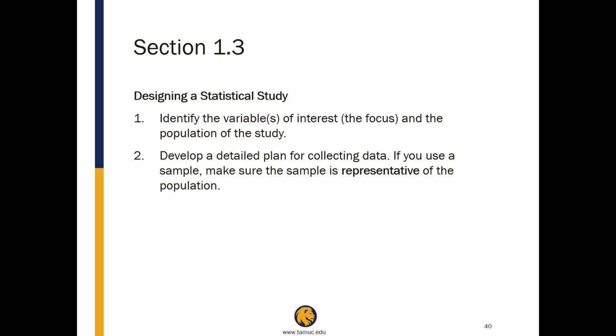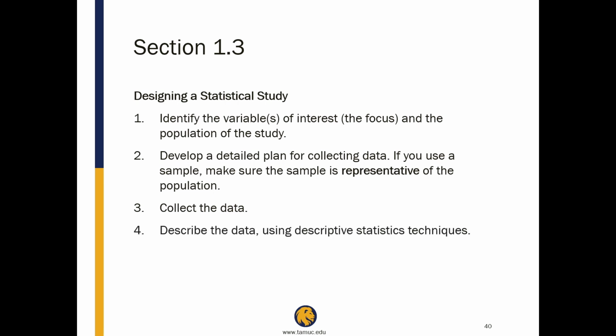Then talk about developing a detailed plan for collecting the data. So if we're using a sample, a real important thing is we want to make sure that that sample is representative of the population. We want to pick out a group that as closely as we can reflects the population as a whole. Once a sample is identified, then the data is actually collected from that sample, either using a survey or observations or something that collects data from the sample.